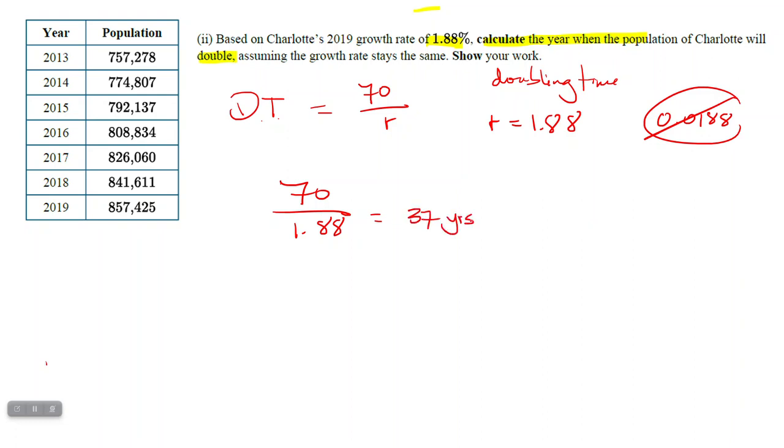Remember, I said I've already done this math, but notice it doesn't ask you how many years it will take for the population to double. It asks you what is the year when the population doubles. And I'll admit, when I first went through this and was doing the math, I would have gotten this wrong because I just calculated doubling time. Instead, what you need to do is add this to the year 2019, because it's 37 years after 2019, which is going to give you 2056 as your answer of the year in which Charlotte's population will double.